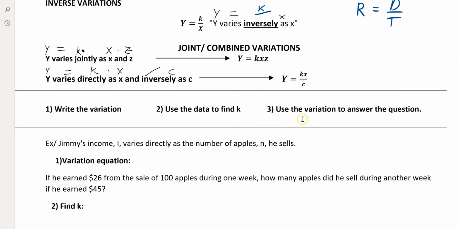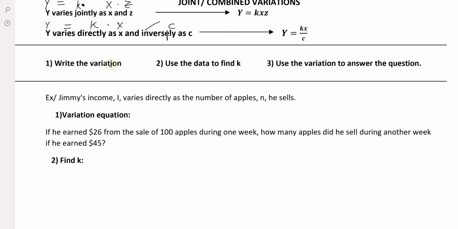So what you're going to be doing on each of these is first you're going to write the variation based on what they give you, and then use that data to find that constant k, because that's what we need to do. We need to find out how they relate to each other. There is some constant k that is relating the two. And then use the variation to answer the question.